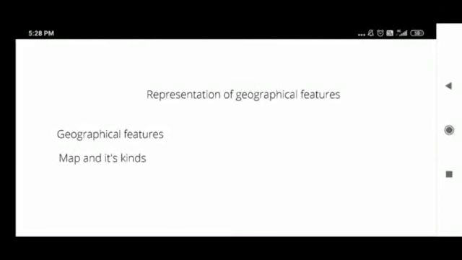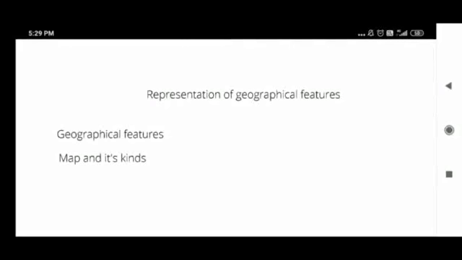Students, today we will start with the learning in geography of class 7th and the first chapter is representation of geographical features. Now when we start the chapter, first you must know what are the geographical features. The geographical features are naturally created features of the earth. They include hills, cliffs, valleys, rivers and numerous other elements.